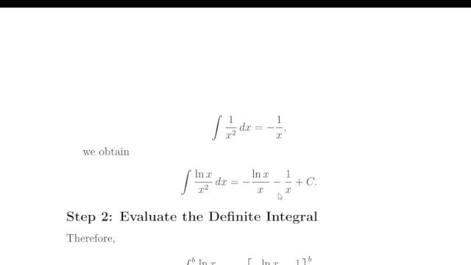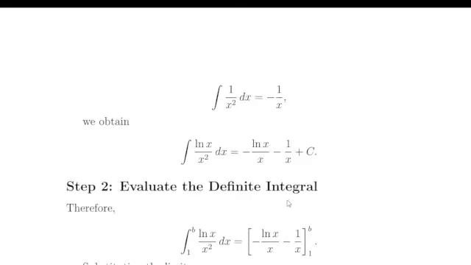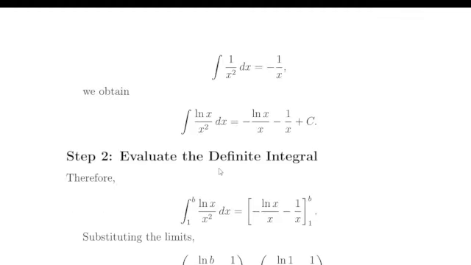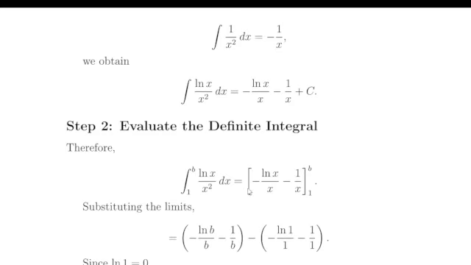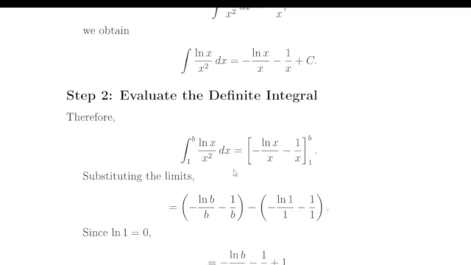And so using this, we have negative ln x over x minus 1 over x plus c as our integral of ln x over x squared dx. But this was an improper integral, so we'll cancel out the c, and we'll evaluate it at the endpoints 1 and b.